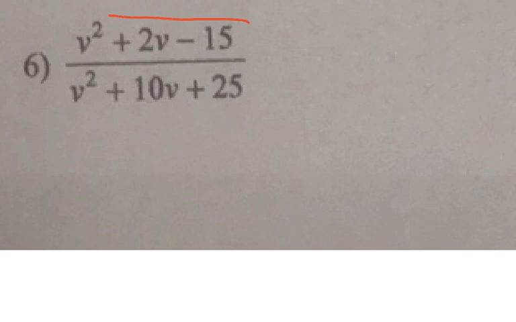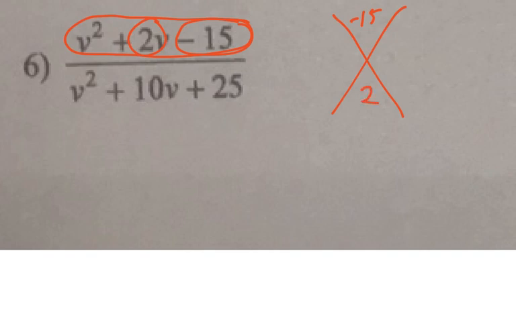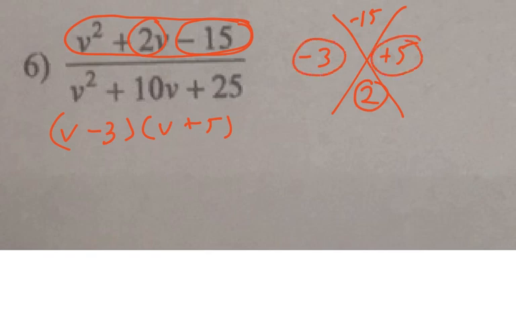And when you see this right here, you guys should know that's the X method. And I notice here I have a negative 15 for my product. And in the middle is my sum of positive 2. And I know that 3 times 5 is 15. To get this positive 2, I need to do 5 minus 3, right? So I know my numerator is going to be v minus 3 times v plus 5.